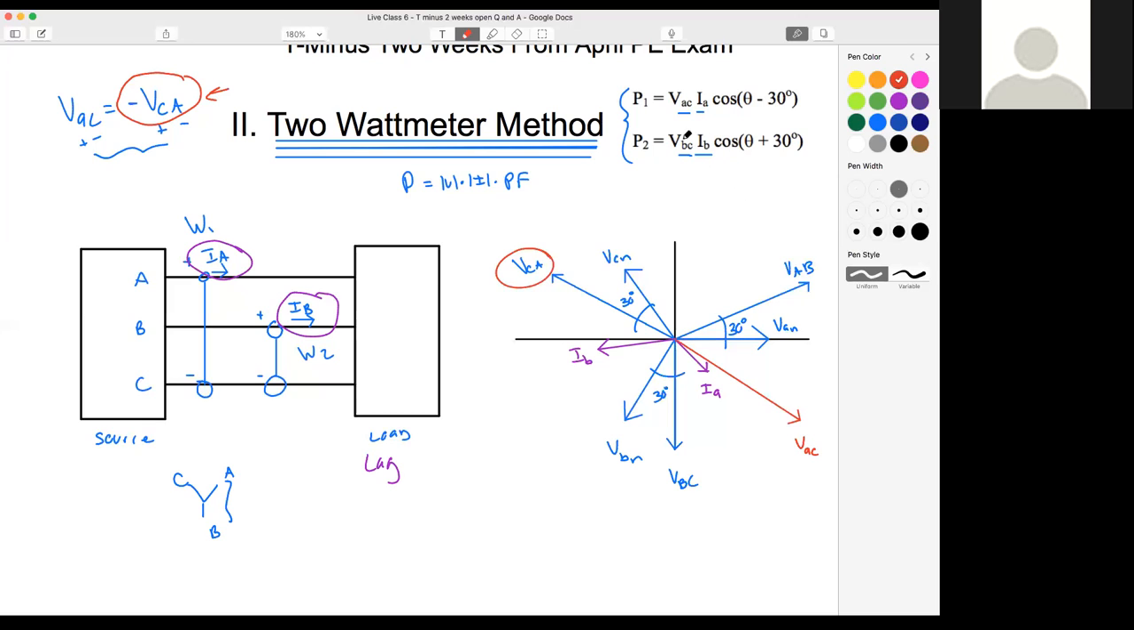Now, what else? What about our VB to C? Do we have that one? Sure do. Right here, right? Okay, let's look at this power formula. Power factor is going to equal the cosine of our voltage angle minus our current angle.